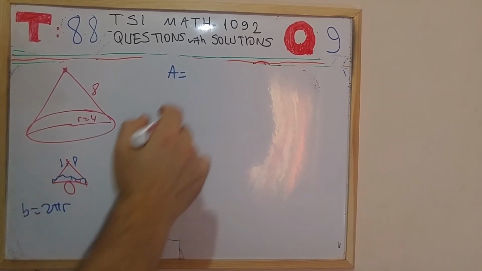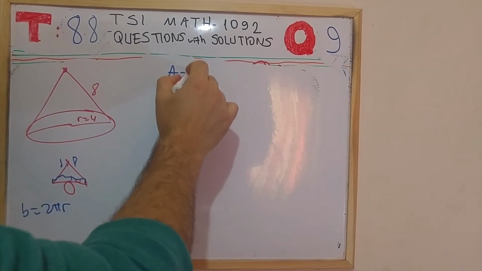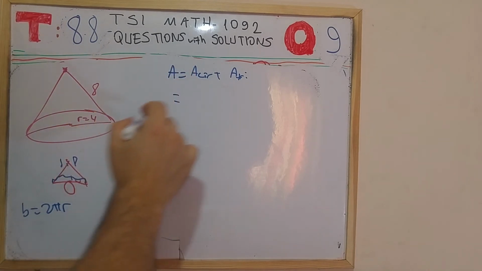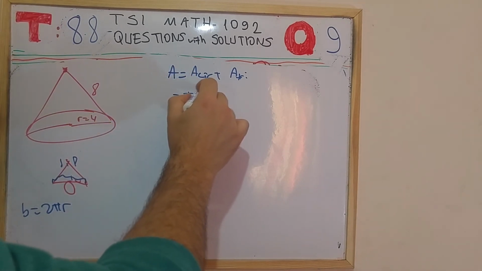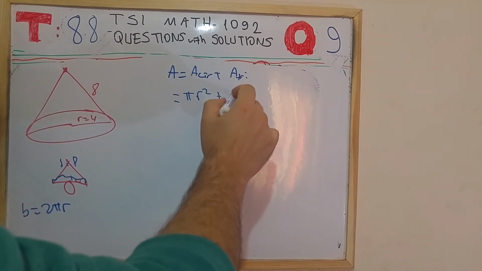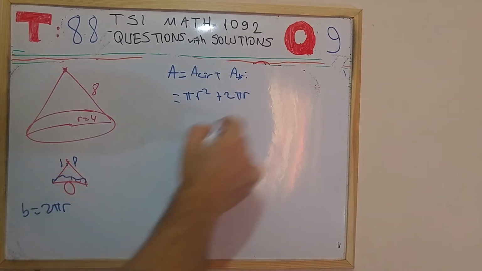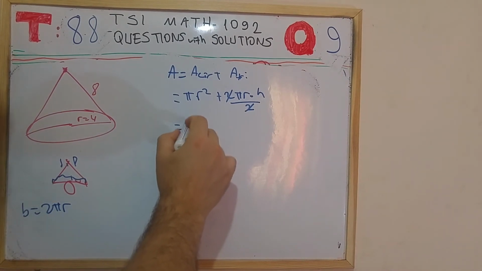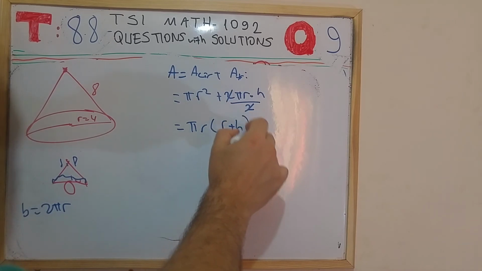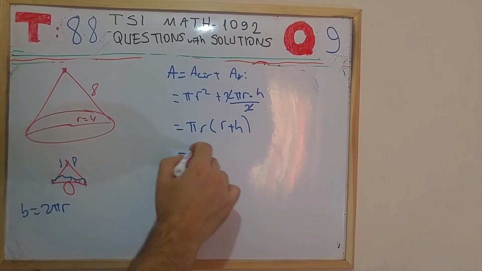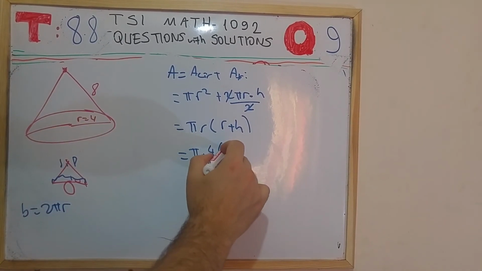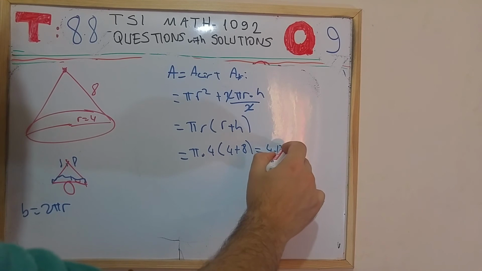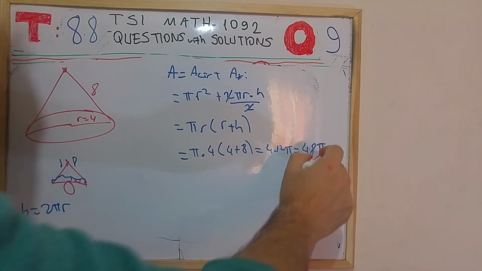So the area would be equal to the area of the circle plus the area of the triangle. The area of the circle is pi r squared, and the area of the triangle is 2 pi r times 8 over 2. So these two cancel each other out. So what I have is, in the pi r parentheses, r plus h. Now let's place the values. What I have is pi times r is equal to 4 times 4 plus 8. That is equal to 4 times 12 times pi. That is equal to 48 pi.